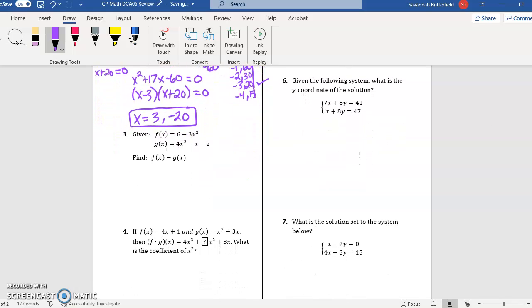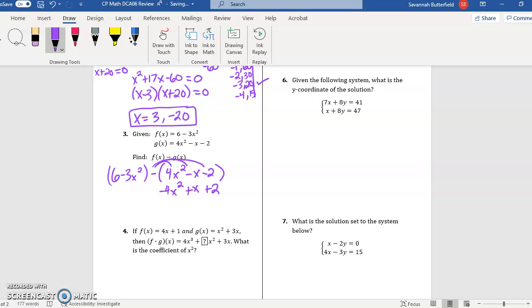Looking at number 3, it's asking us to find f of x minus g of x, and it gives us what f and g of x are. So we have 6 minus 3x squared, and we're subtracting 4x squared minus x minus 2. Now, the easiest way is to distribute that negative. We've done that before. By distributing a negative, you essentially flip all the signs. So positive 4x squared becomes negative 4x squared, negative x becomes positive x, and negative 2 becomes positive 2. Again, you just basically flip all of the signs.